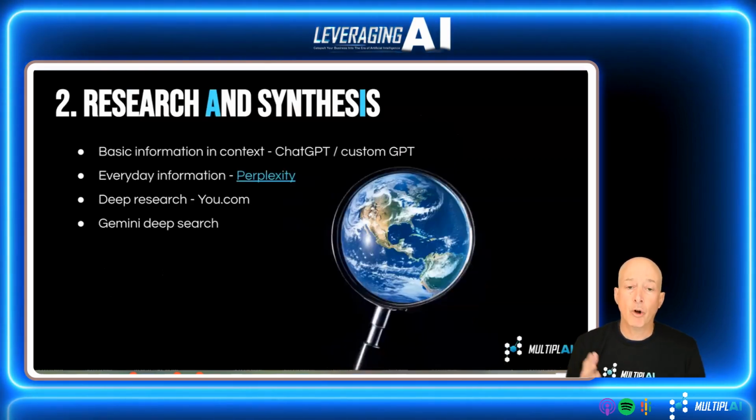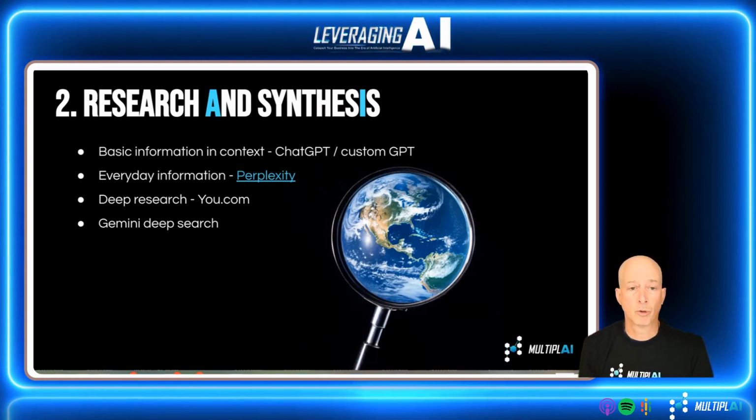Search and synthesis. We all need to search for data. Sometimes it's small stuff, sometimes it's big stuff, sometimes it's strategic, but we all need to search for data. We used to do this in Google, but now you can do this across many other tools. The basic stuff, you can do it in ChatGPT. The benefit of doing it in ChatGPT is that it's a part of a conversation that you're having with it, and then it has the context of exactly what you're doing, so it can help you a little more.